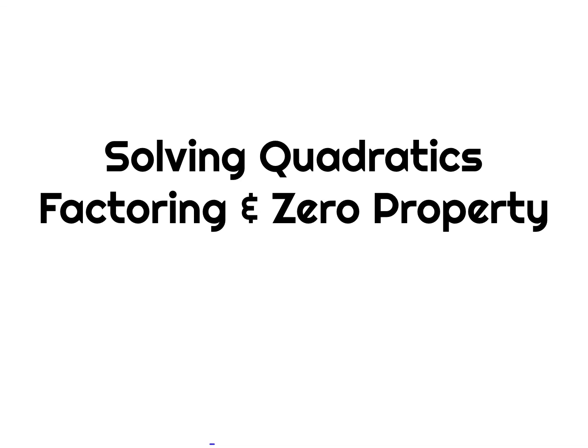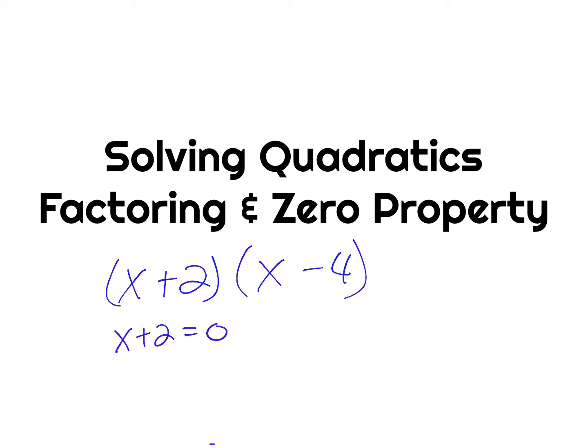All right, so let's look at solving quadratics with factoring and the zero property. When you factor, remember you end up with something like this, where you have x plus 2 and x, I don't know, minus 4. Setting these equal to 0 will give you the values that you need. So we would have x equals -2, and then x equals 4. This is kind of a brief summary of what we're going to be doing today.